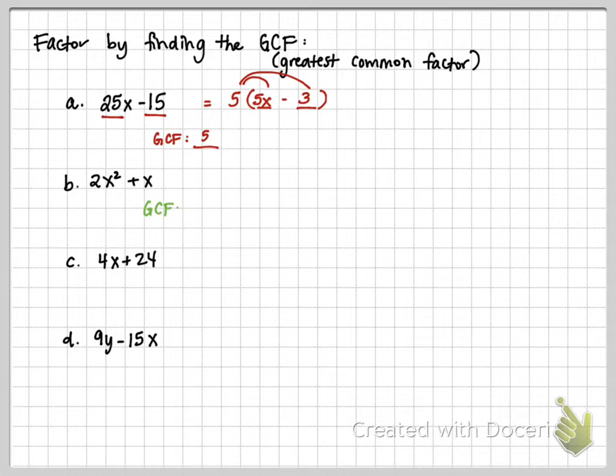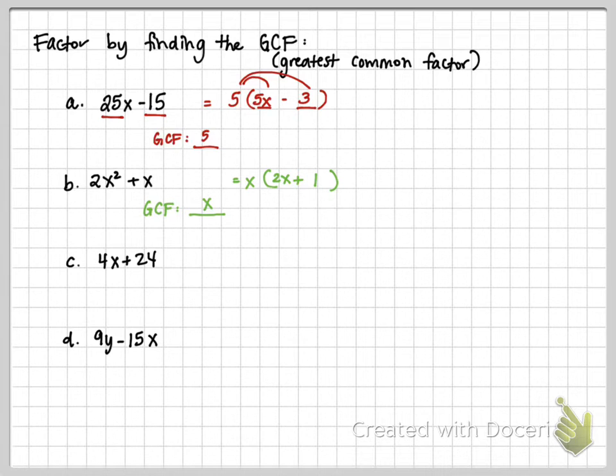Now the next problem is a little weird because I'm looking for a greatest common factor of 2x squared and x. And this time there's not a number that I can divide both of those by other than 1. But if you notice, the first term has an x squared and the second term has an x. And what that means is if the first term has 2 x's to give and the second term has 1 x to give, then I can take an x out of both terms. If I take an x out of 2x squared, what I'm left with is just 2x. If I take an x out of x, I'm just left with the number 1.